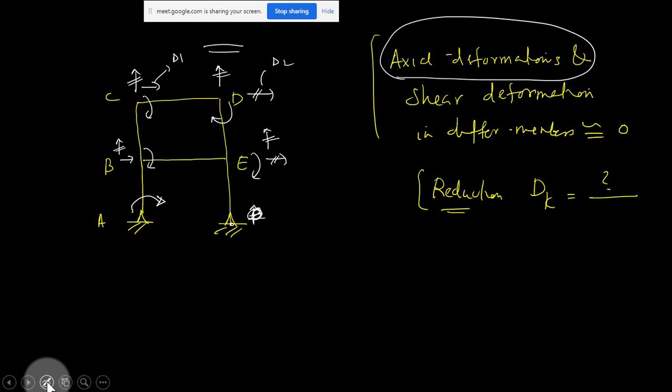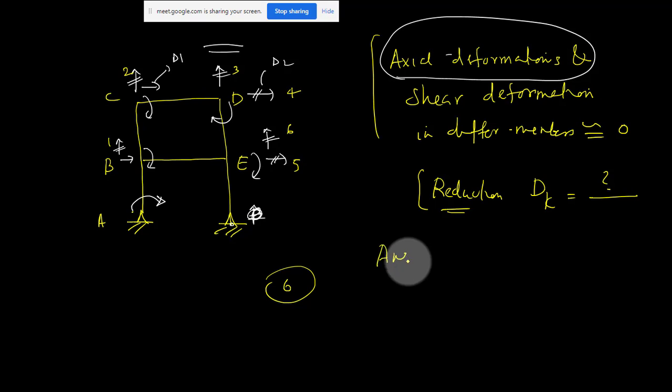Finally, what is the reduction? If you assume this condition, the reduction is 1, second, third, 4, 5 and 6. Okay, so there will be 6. Now this is the reduction, the answer will be 6. Okay, the answer is 6. So this is how we have to solve.